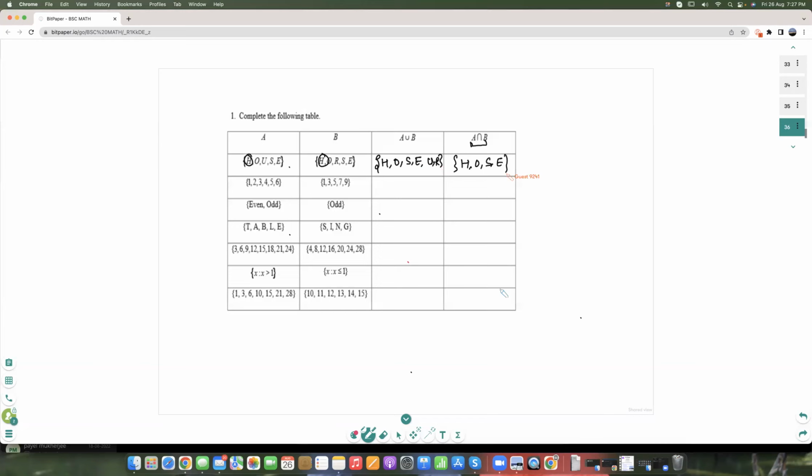Okay, can you do the other one quickly? I'm giving all of you 2-3 minutes. The first set is 1, 2, 3, 4, 5, 6, 7, and 9. And the other is 1, 3, and 5. The common elements are 1, 3, and 5 only.